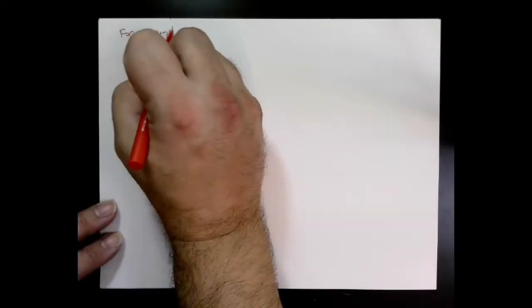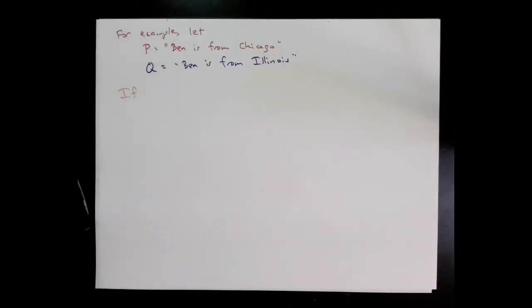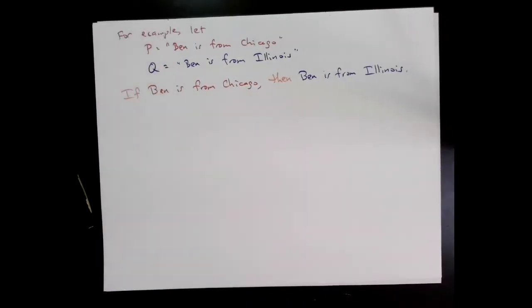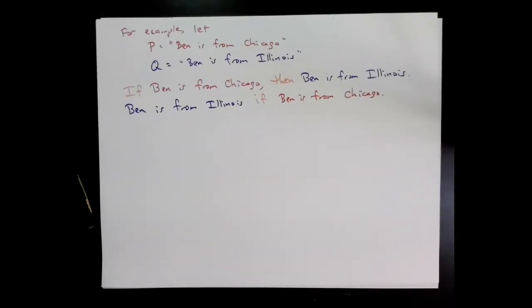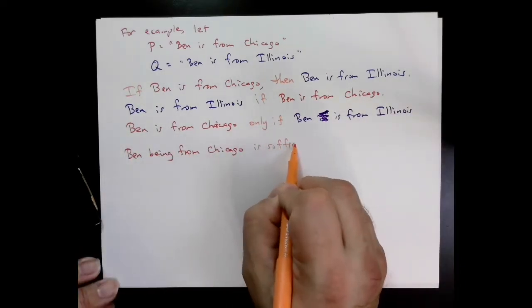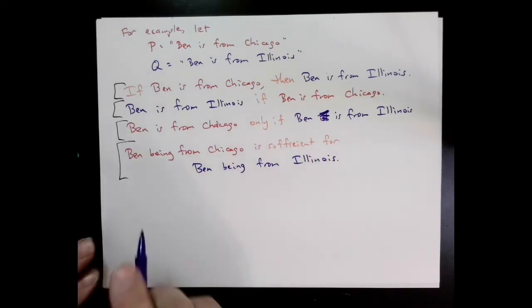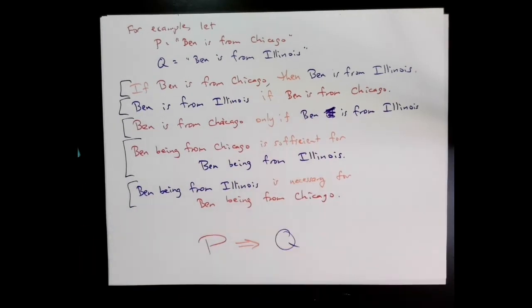To think of an example, let's say P is the proposition that Ben is from Chicago and Q is the proposition that Ben is from Illinois. Then there are really 5 ways we can say this. We can say if Ben is from Chicago, then Ben is from Illinois. Ben is from Illinois if Ben is from Chicago, etc. English has a lot of different ways of allowing us to say the same thing. What's nice about the math and the logic is that all of these disparate ways to say the same thing we write as one particular mathematical symbol, and that's P implies Q. So that leaves a lot of this ambiguity out.